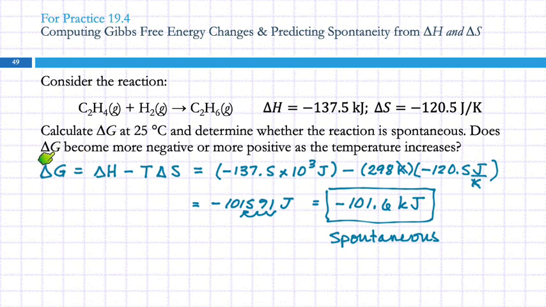Is delta G going to become more negative or more positive as the temperature increases? So as the temperature increases, we're subtracting a negative number, right? So this is going to make this term bigger. We're adding bigger and bigger positive numbers to delta G. So does that make it more positive or more negative? More positive. So this becomes more positive as temperature increases.